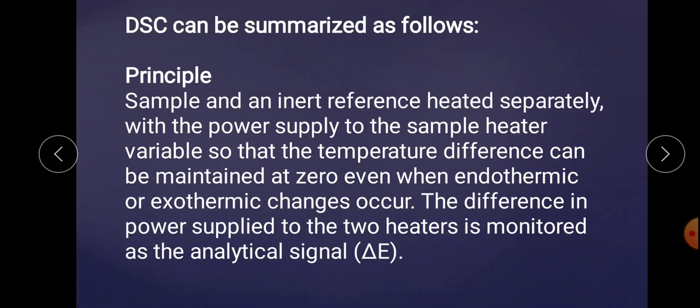Now the next and last point of DSC is its summary, what we learn from the DSC. The basic principle is that the sample and an inert reference are heated separately with the power supplied to the sample heater variable, so that the temperature difference can be maintained at 0. We must maintain delta T equal to 0, like in NMR.